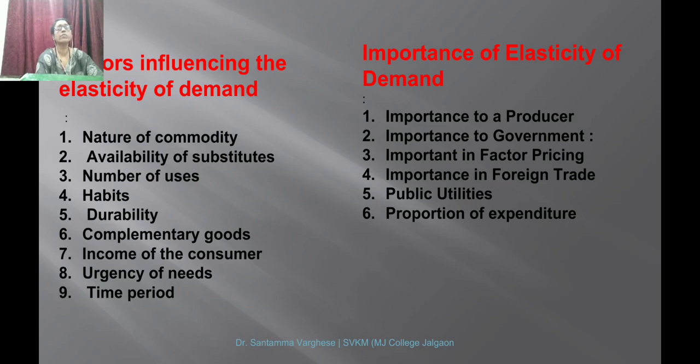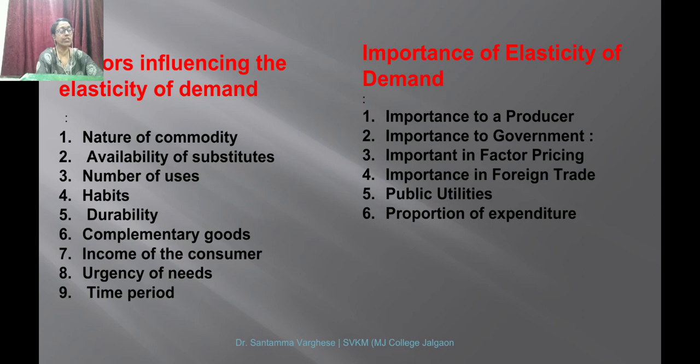Now what does it help the government with? The taxation policies of the government are based on the concept of elasticity. The government taxes a product according to the elasticity of demand. Those commodities whose demand is relatively inelastic will be taxed more because it does not affect their demand much, and vice versa. So the things which are relatively inelastic, on those commodities the tax is more.